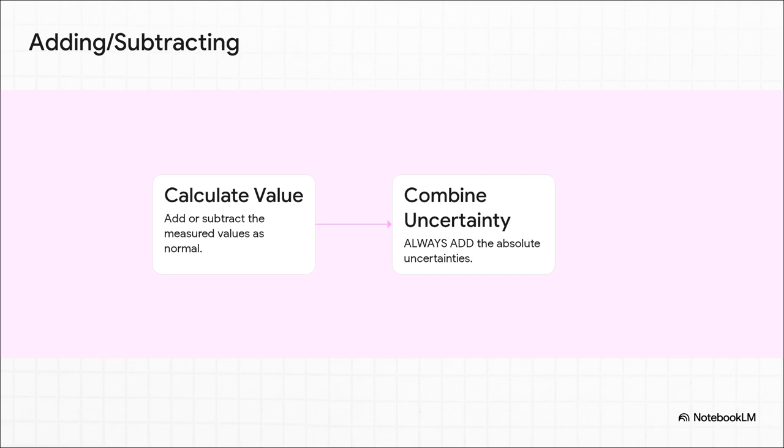Yep, even if you're subtracting the main numbers, the potential for error only gets bigger, so you never, ever subtract the uncertainties. Now, for multiplying and dividing, we have to change our approach just a little bit. You do the calculation on the main values as usual, no problem there. But for the uncertainty, you first have to convert your absolute uncertainties into percentages.